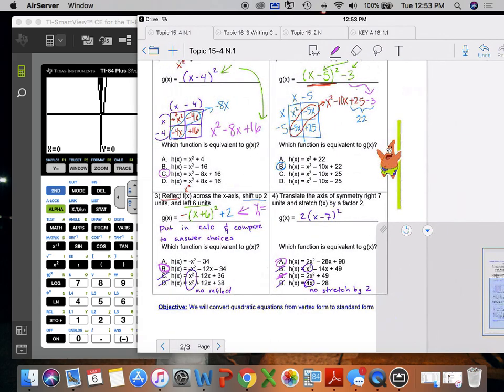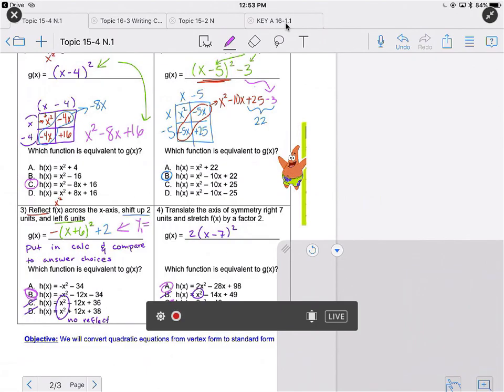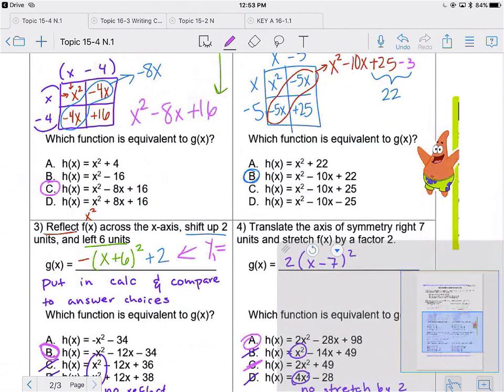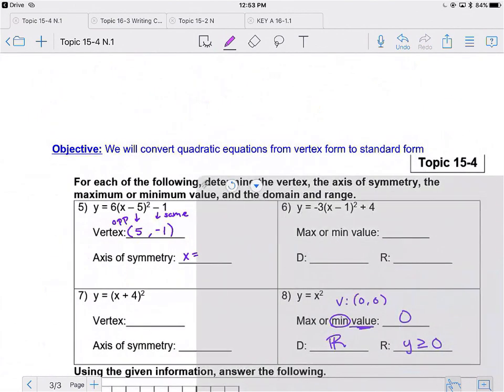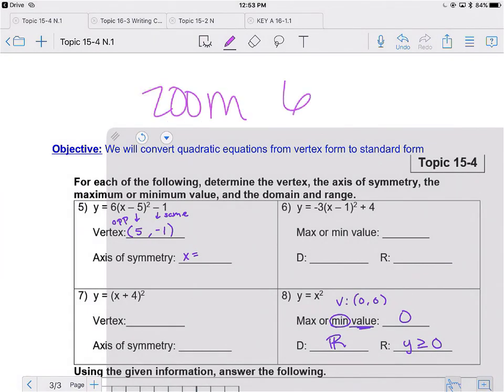Okay, so again, some of these you're going to have to use the zoom function, so just make sure you're zooming in, zooming out. Remember, zoom 6 will get you back to normal, so I'm going to write that up here. Zoom 6 will get you back where you need to be.